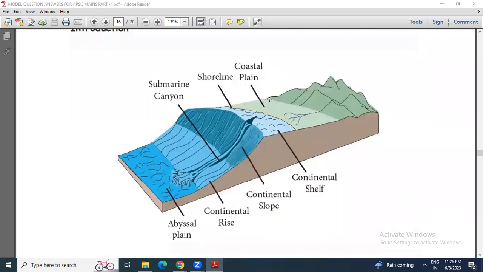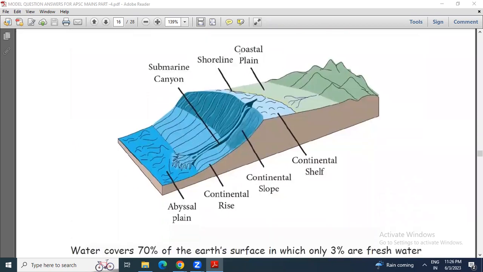So look at this picture first. We know this is the coastal region, coastal plain. Then this is the shoreline. Then the continental shelf. So first, coastal plains, we all know about that. Then the shoreline, from there we have the continental shelf.